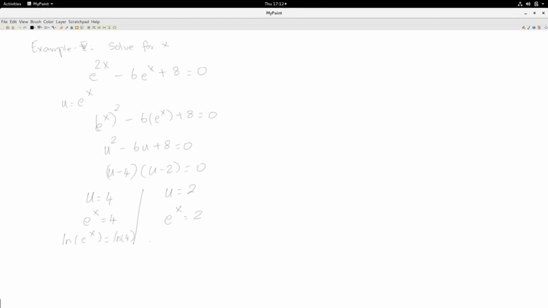Using power rule, the x would come out. x times natural logarithm of e would be equal to natural logarithm of 4. Likewise, x times natural logarithm of e is equal to natural logarithm of 2. But natural logarithm of e is just 1. So both the terms would become 1, and we'll have x is equal to natural logarithm of 4 and x is equal to natural logarithm of 2 as our solutions.